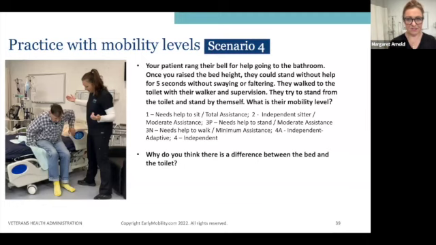Remember the default. If in doubt, use a device to keep them safe. Many times we're guessing the patient's going to be okay to get to the bathroom, and this is where a lot of falls happen. So if in doubt, keep everybody safe and default to the lower level and the more supportive device.